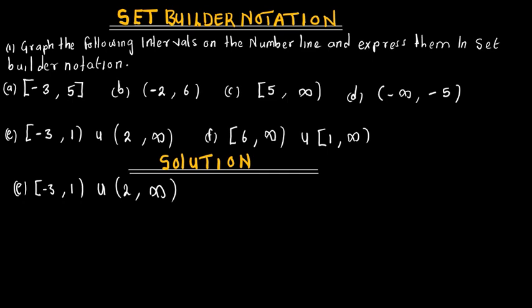So now, look at this. We are going to draw this on the real line. We are going to have the real line. We are going to have negative 3. We are going to have a 0. Then we have 1. Then we have a 2. And of course we have positive infinity. Now, how is it going to be distributed?